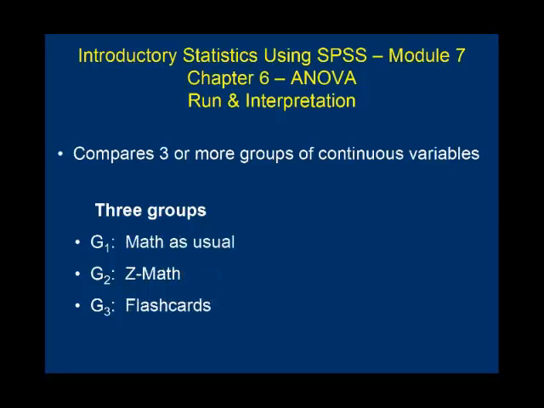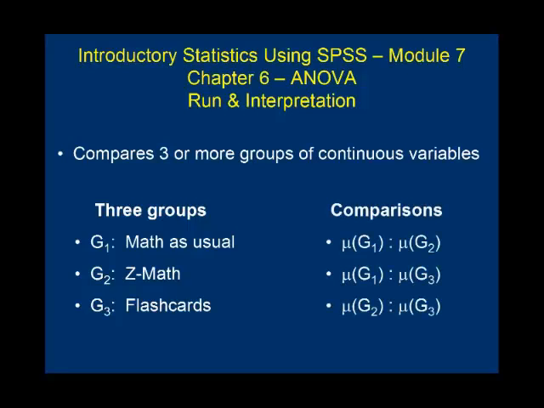In this example, Group 1 is the control group and receives math as usual. Group 2 is a treatment group, which will get Z-math. And Group 3 is another treatment group that gets flashcards. The ANOVA test will reveal if the means from any of the groups are statistically significantly different from each other. The post hoc test will identify which pairs of groups, if any, are statistically significantly different from each other. Let's go into SPSS and see how this works.